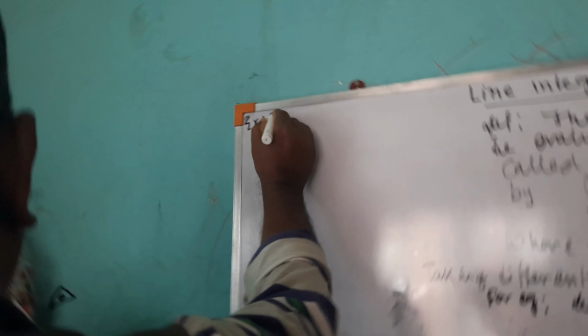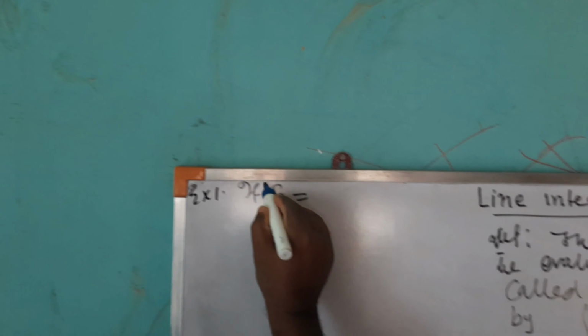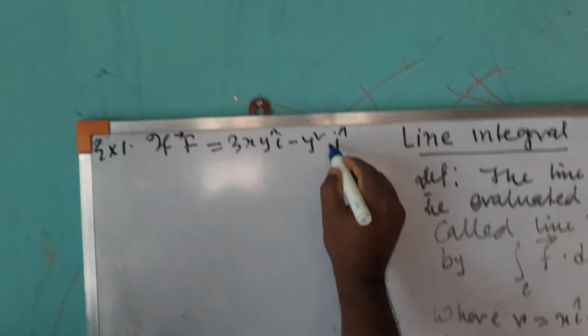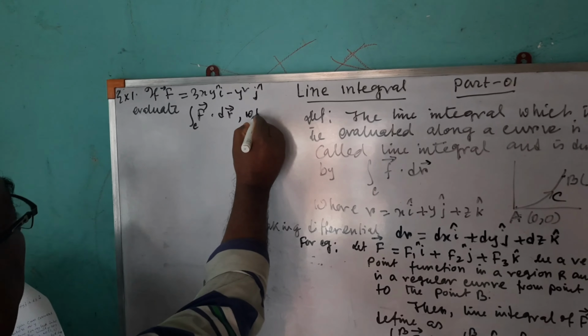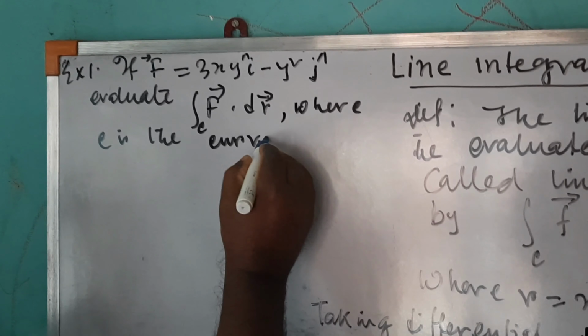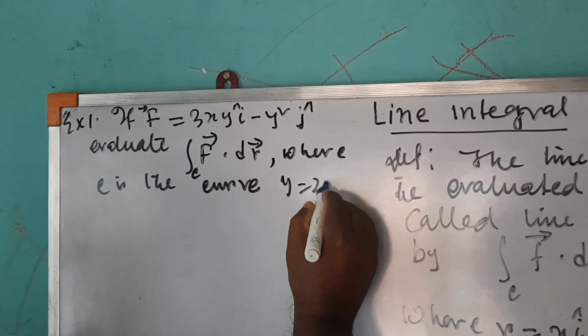Example 1. If F equal to 3xy i minus y square j, evaluate the line integral of F dot dr, where C is the curve y equal to 2x square in the xy plane.